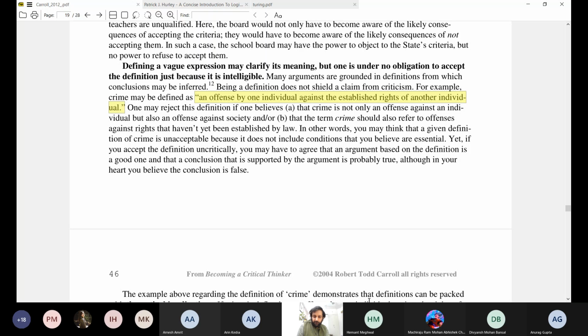Go ahead. I feel that this definition is too narrow to be accepted. I mean, as pointed out, there may be offenses against the society. What's an example? What we look for is an example of something you would want to call a crime, but that doesn't fit this criteria.